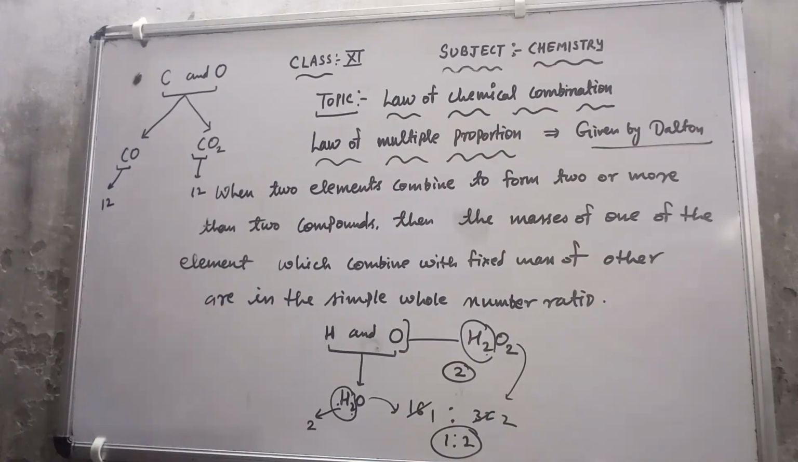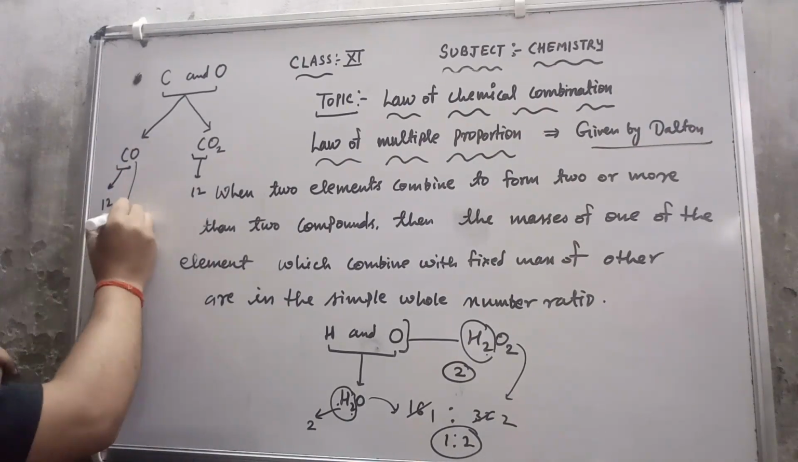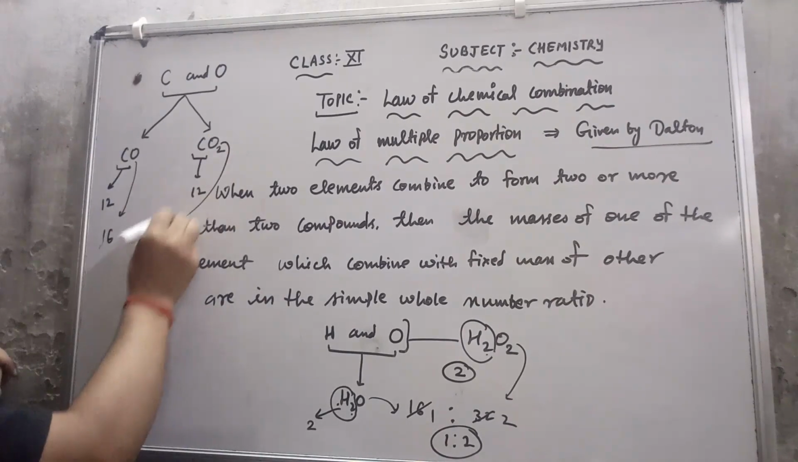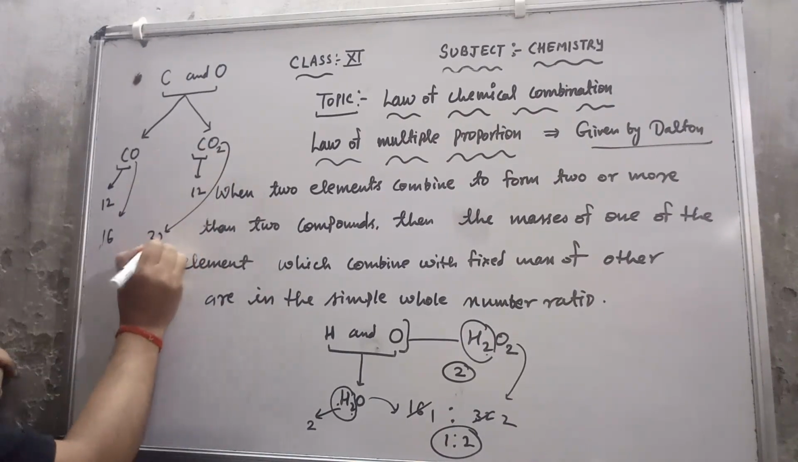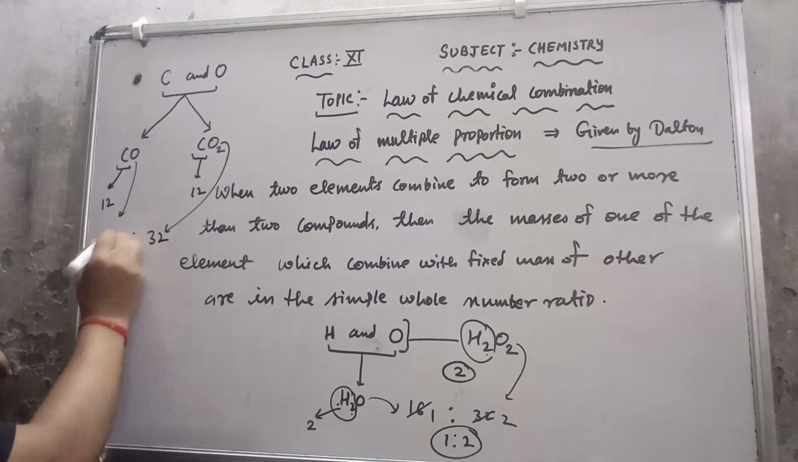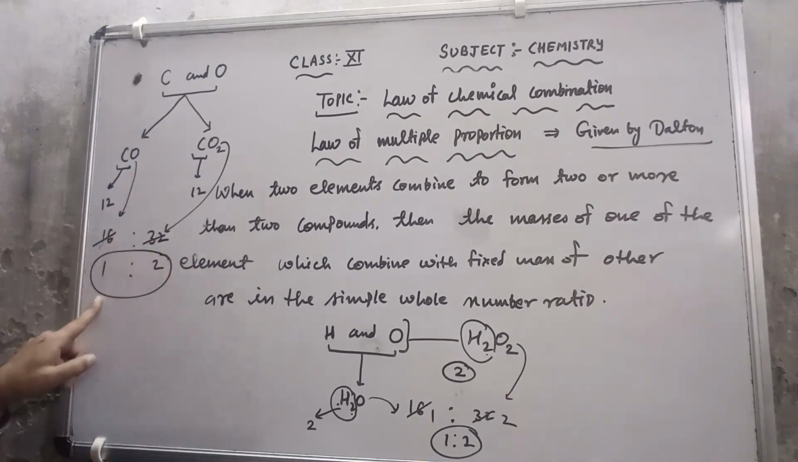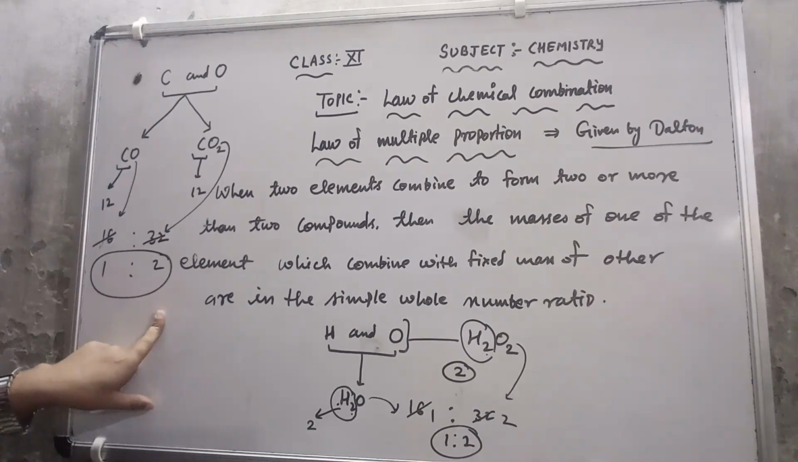So which one is the other one available here? This is the oxygen, its mass is 16, and here it is 16 to 32. So again if you see, their ratio is 16 to 16, 16 to 32, which is a simple whole number ratio. So we have proved this also.